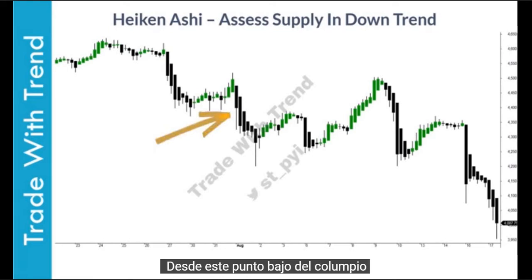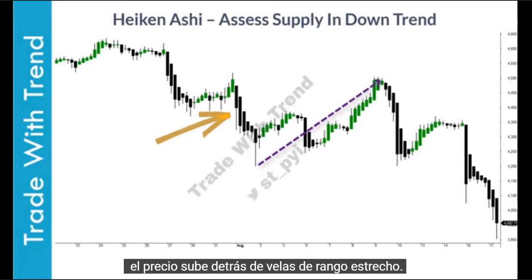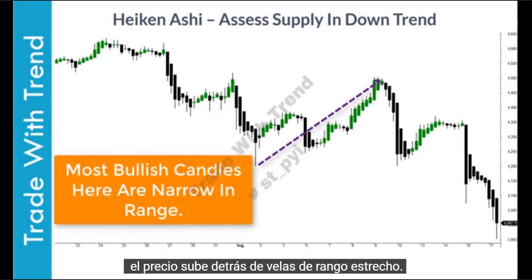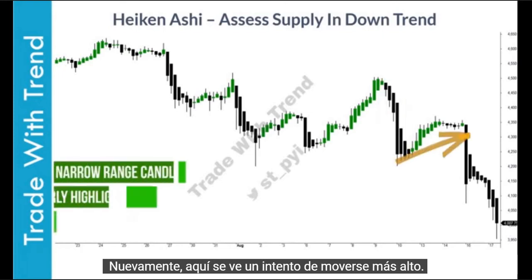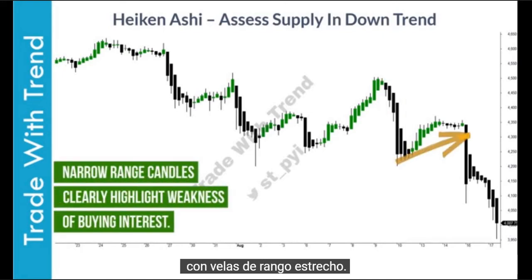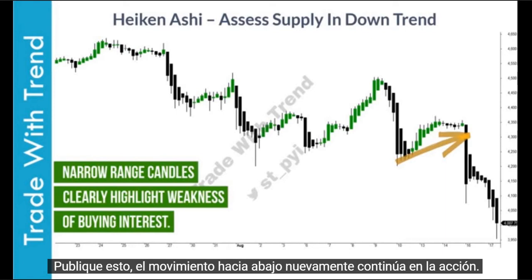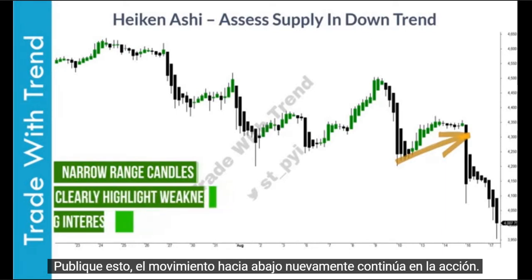From this swing low point, price moves higher on back of narrow range candles. Now all these candles that you spot here are again narrow range candles which lack strength and momentum. If you again see here, price moves lower on back of strong bearish Heiken Ashi candles. Again, an attempt to move higher is seen here with narrow range candles. Post this, down move continues in the stock.